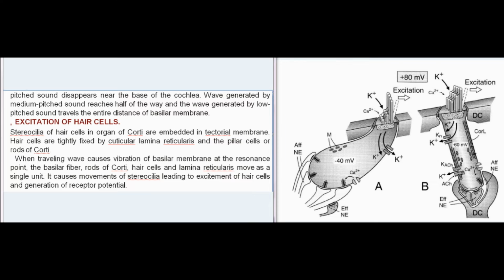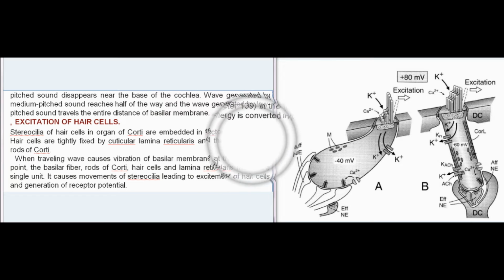Excitation of hair cells. Stereocilia of hair cells in organ of Corti are embedded in tectorial membrane. Hair cells are tightly fixed by cuticular lamina reticularis and the pillar cells or rods of Corti. When traveling wave causes vibration of basilar membrane at the resonance point, the basilar fiber, rods of Corti, hair cells, and lamina reticularis move as a single unit. It causes movements of stereocilia leading to excitement of hair cells and generation of receptor potential.